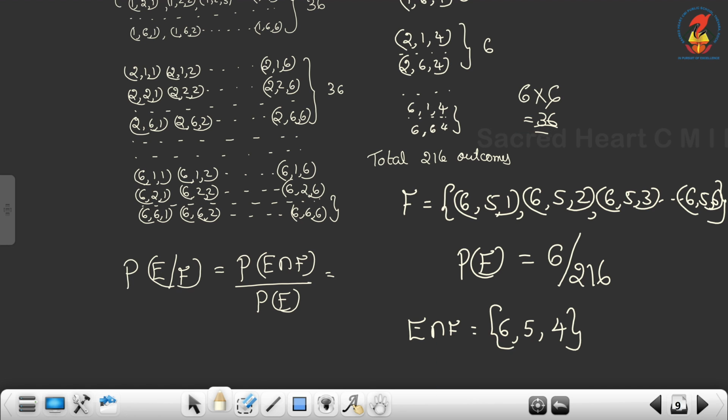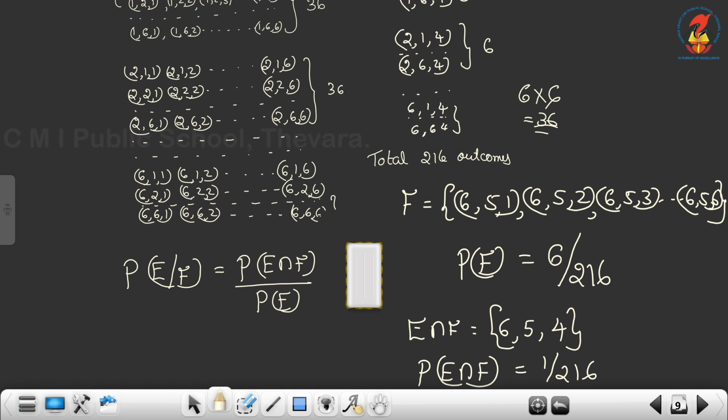So what is P of E intersection F? P of E intersection F is equal to 1 out of 216. So now we can substitute here: 1 out of 216 by 6 out of 216. So that's equal to 1 by 6.